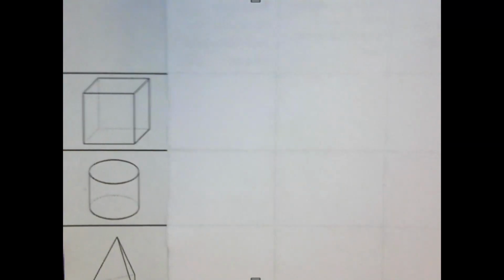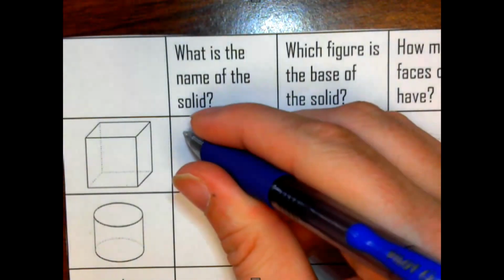We've been talking about area and perimeter of two-dimensional shapes, and today we're going to transition into talking about three-dimensional shapes. So we're going to talk about some standard three-dimensional shapes, also known as solids, and some characteristics of them. So first we're going to start with the cube.